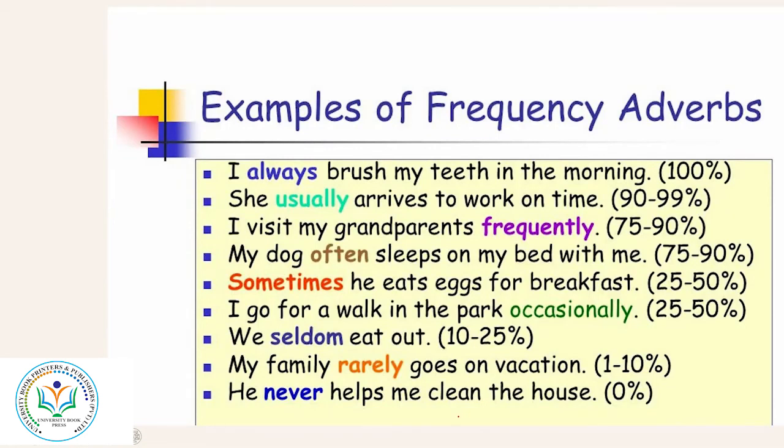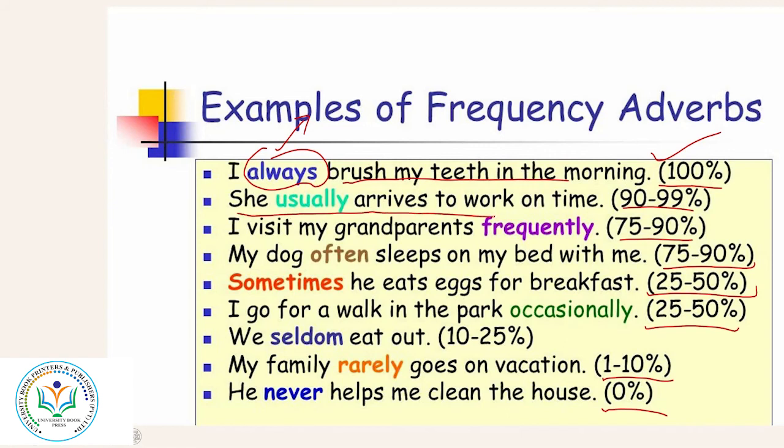Examples of frequency adverbs here, the percentage of every adverb of frequency is given in the brackets here. You can see. If I say I always brush my teeth in the morning, always means I always do this in the morning. So it's 100% because I am always doing it. The always is here adverb of frequency. It tells you to which extent the action is done.